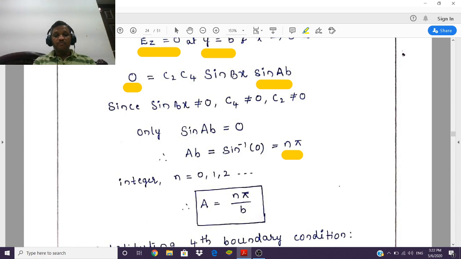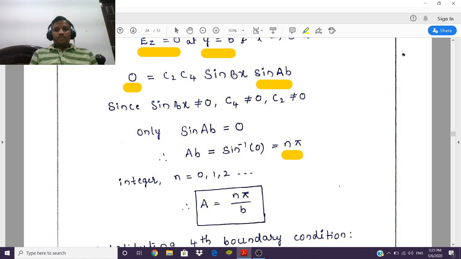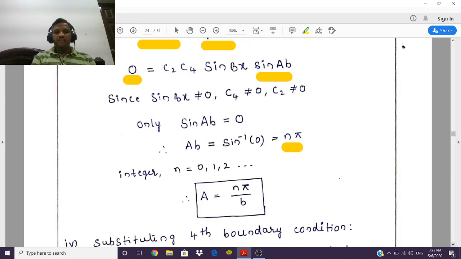What is this n? It is an integer. What is this b? b is what we call the width of the rectangular waveguide. And what is the exact value of this integer n? We'll be seeing that later.